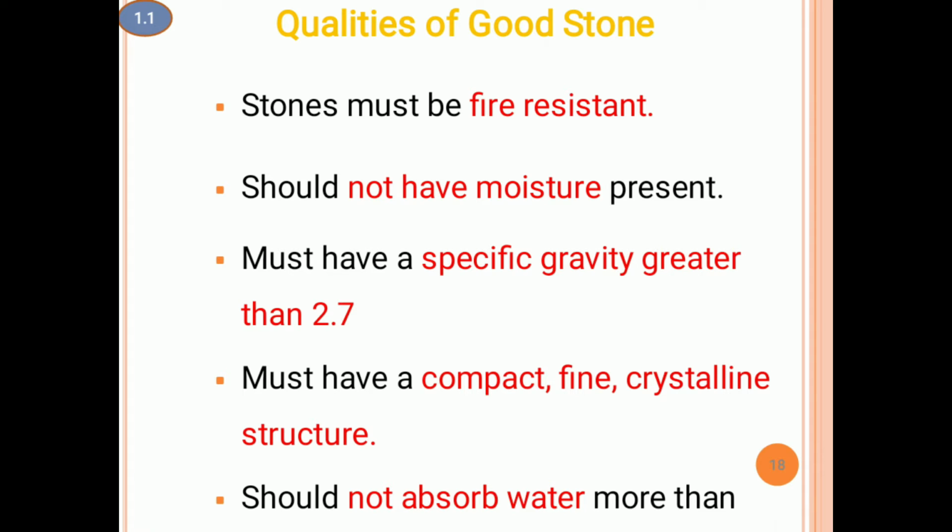The stones must be fire resistant. They should not have moisture present. They must have a specific gravity greater than 2.7. So what is specific gravity? Specific gravity is the ratio between the unit weight of solids and the unit weight of water. It should also have a compact, fine crystalline structure, and it should not absorb water more than 1%.